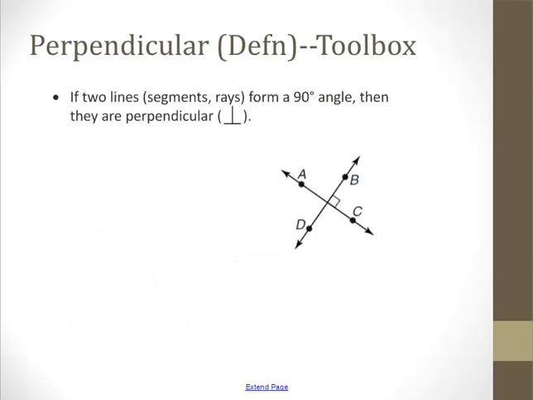Alright, we've got a definition. Perpendicular. If two lines form a 90-degree angle, then they're perpendicular. We've got this mark in here. Anytime you see that mark, it's talking about perpendicular. Alright, we're going to use this upside down T to represent perpendicular. So when we talk about these two lines, what we're going to say is that line AC, remember it's got the arrows, is perpendicular to line DB. This is a statement, a conjecture we make anytime we see that mark in that corner.